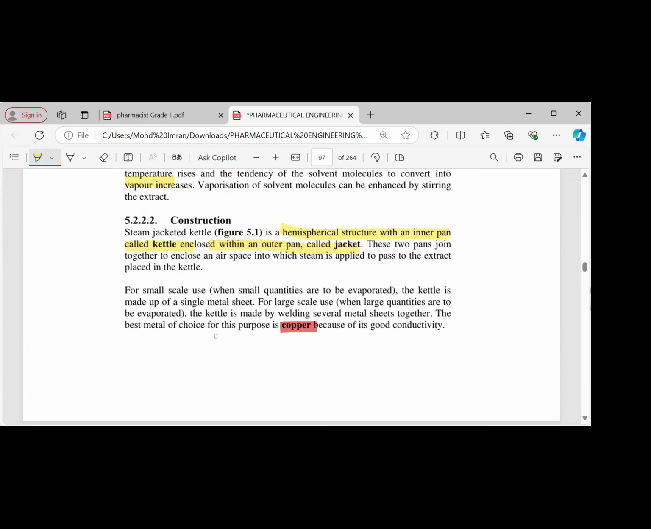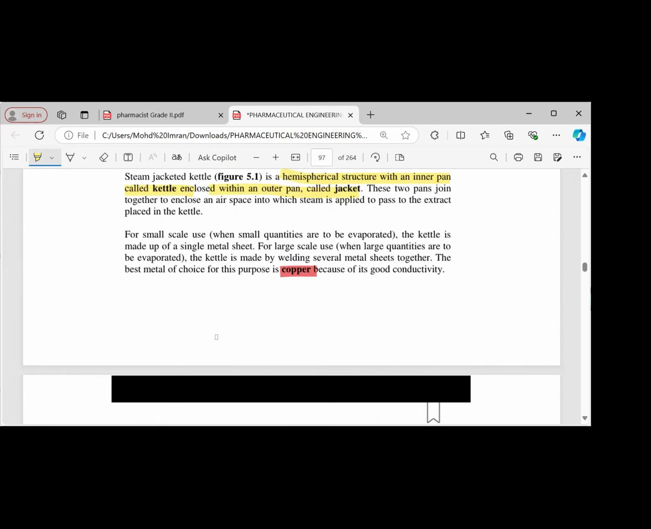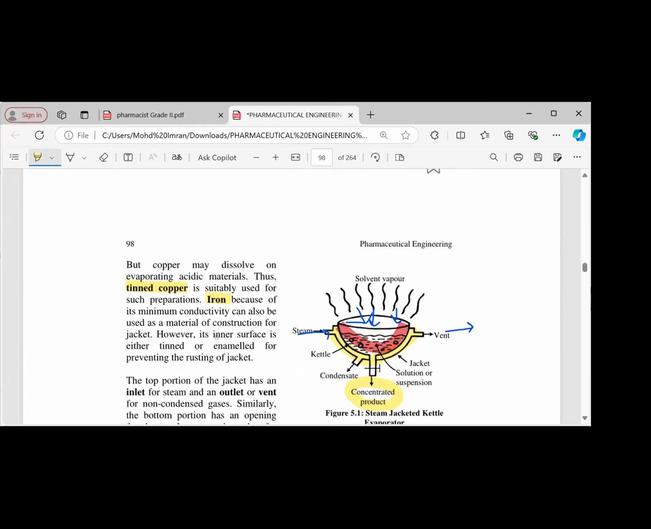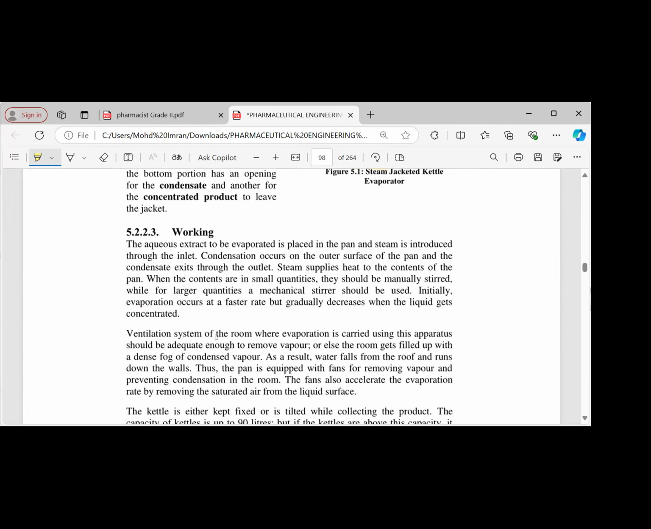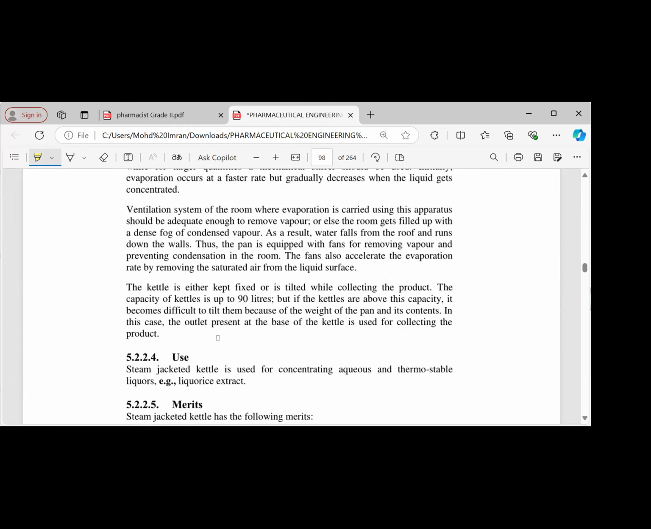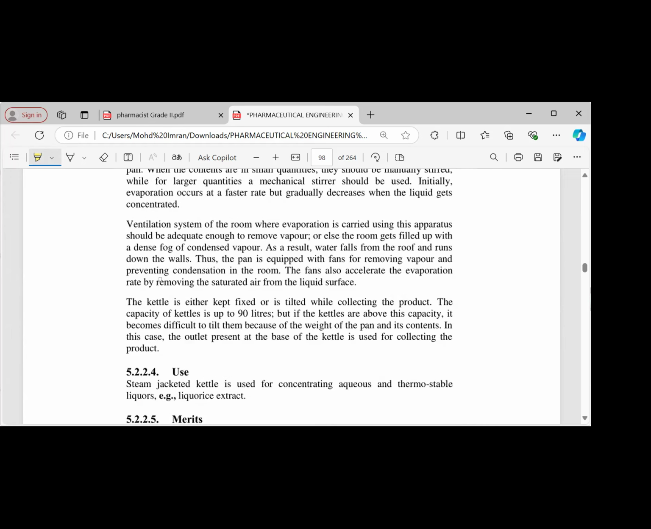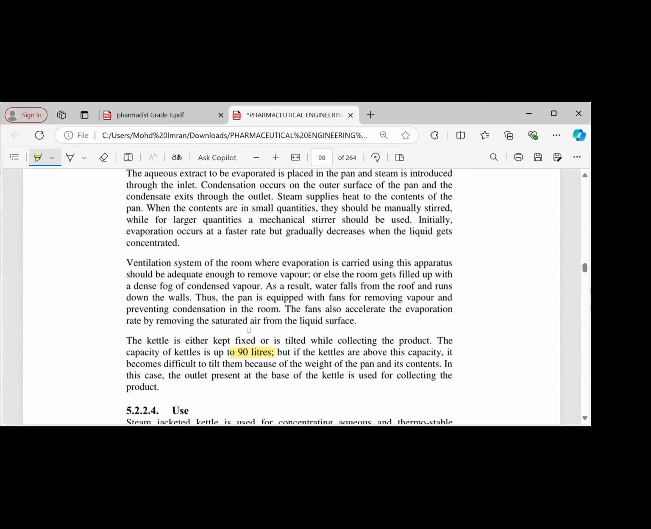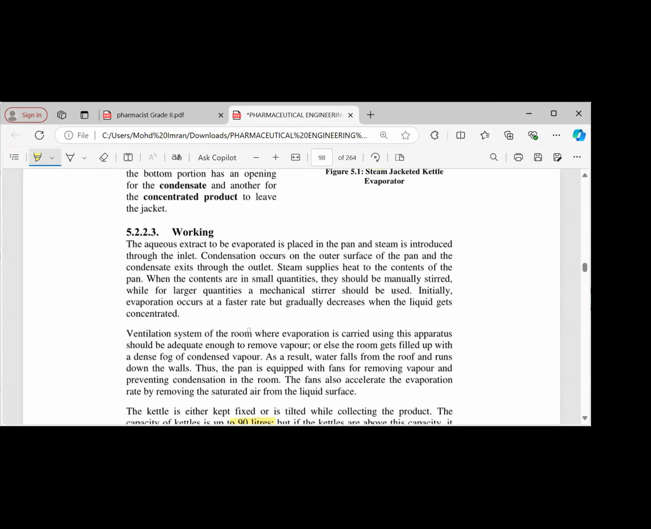So what to remember is that copper, tinned copper, and iron are the materials used in preparation of the steam jacketed kettle, and generally we use this one for small batch products. Okay, and the maximum capacity we can use in a steam jacketed kettle is 90 liters. Please note it down. 90 liters.